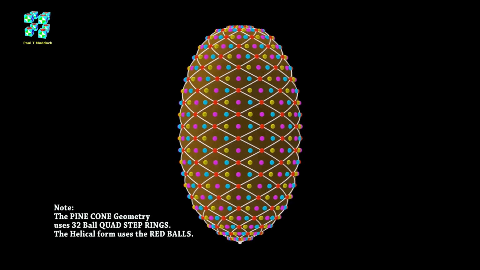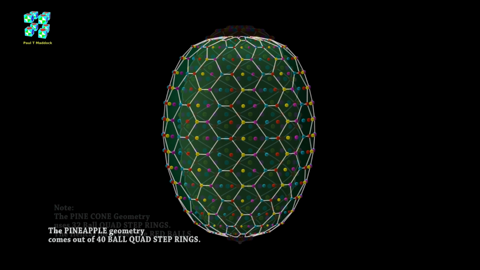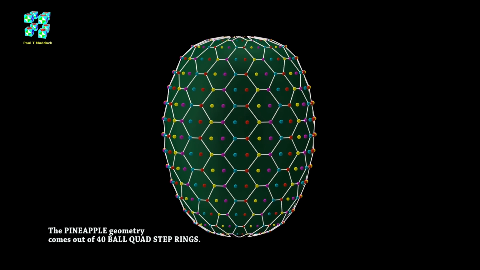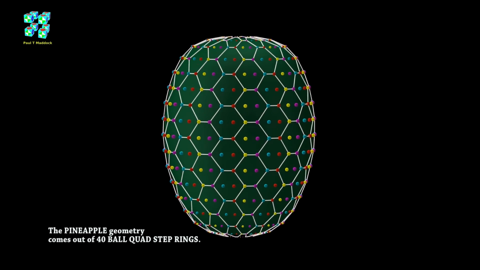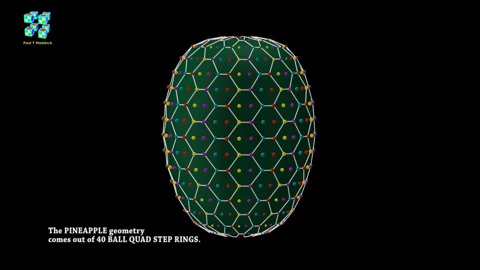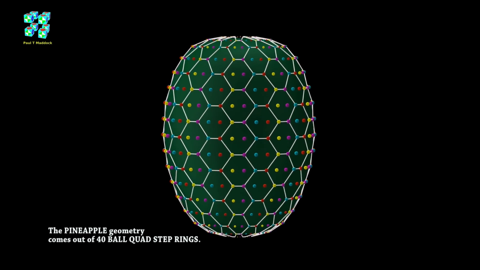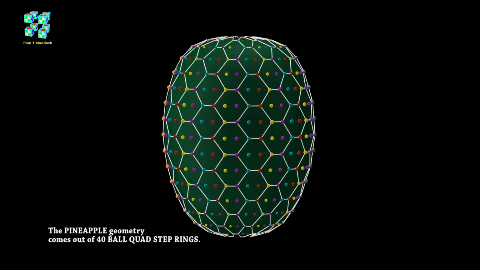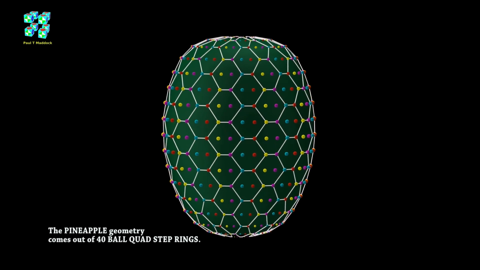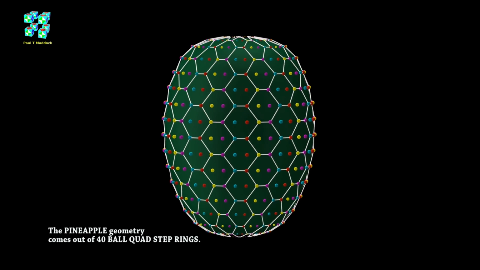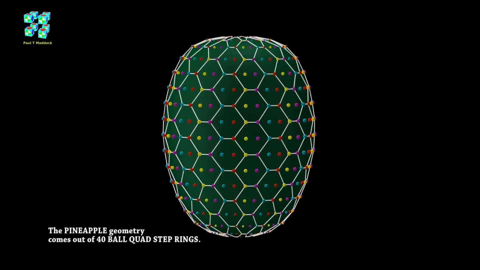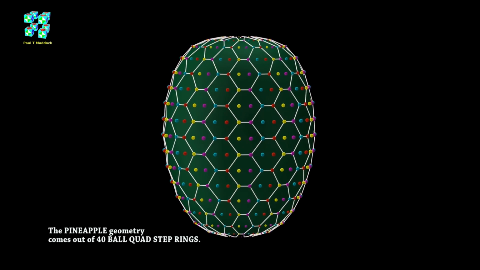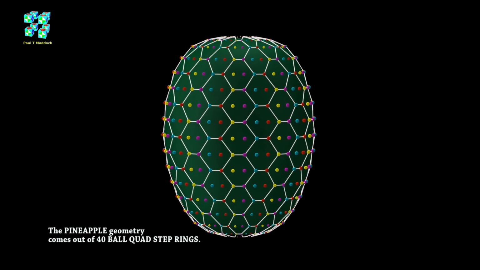Okay, now I'm going to show you the geometry of the pineapple. And this is using 40 ball rings in this one. Now notice that the whole arrangement of geometry is made up of hexagons and it's picking up different colored balls of the 40 ball rings. I showed the 200 seed pattern of the strawberry also. They're in my earlier videos.